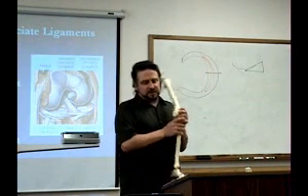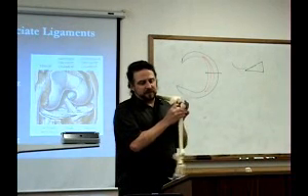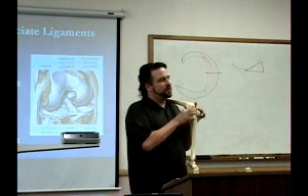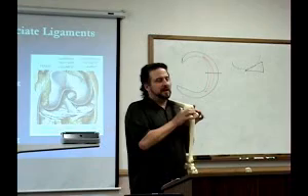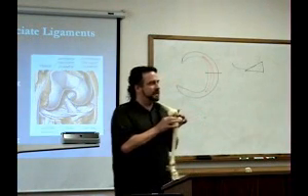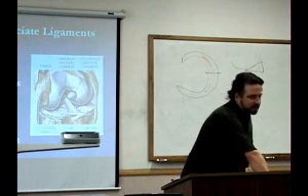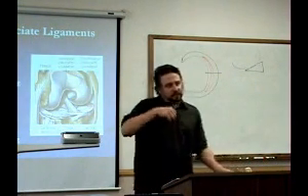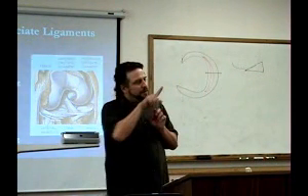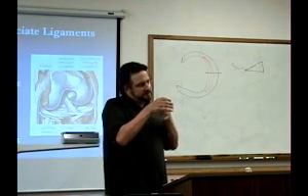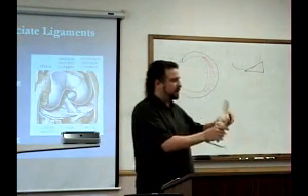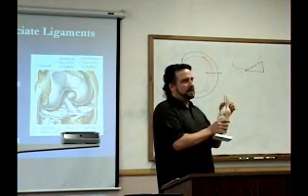And then the way that you can remember these names of the cruciates is they have to do with where they're attached onto the tibia, and they have to do with what motion is limited on the tibia. So you have the posterior cruciate, which attaches to the posterior part of the tibia and moves anteriorly, and it limits posterior motion of the tibia in relation to the femur.